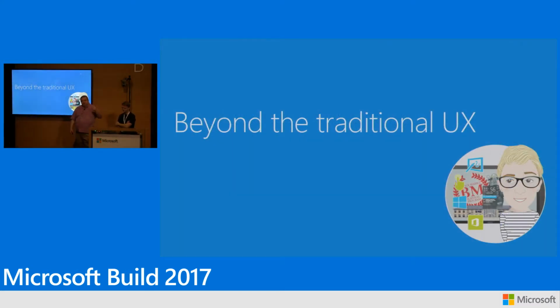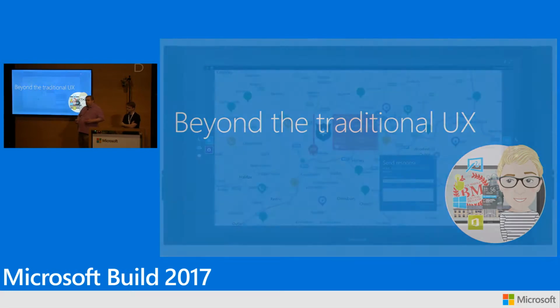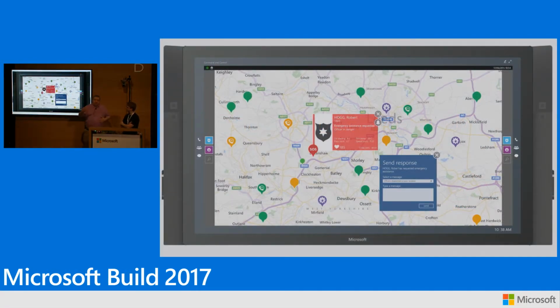But we actually then sort of think, well, what can we do beyond the traditional UX with UWP? So the first thing we do is we move on to things like Surface Hub. So we've got the large 84-inch experiences. So when it runs on a large hub, we actually display a different view, like an interactive map view.